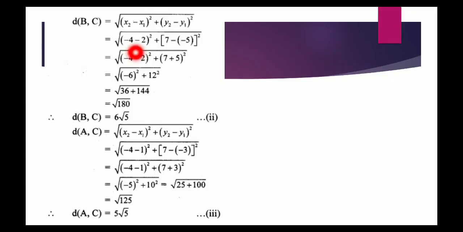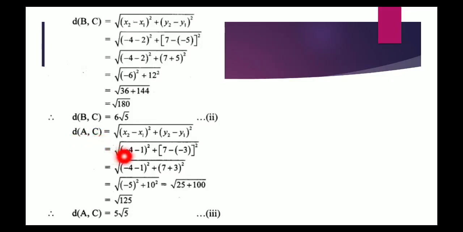then start solving. Okay, so square root of minus 4 minus 2 the whole square plus 7 minus of minus 5 the whole square. Minus 4 and minus 2 will become minus 6 the whole square plus 7 plus 5 is 12 square. This will become 36 plus 144, that is equal to 180. The distance of BC will be how much? 6 root 5.